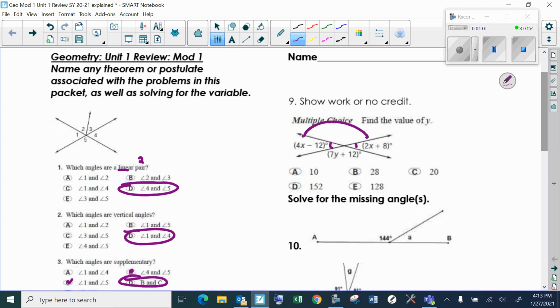So go ahead and subtract the 2x across, and you get 2x. Add the 12 across, you get 20. So x is 10, so I can fill in the 10. 2 times 10 is 20, plus 8 is 28. So that's 28 right there.